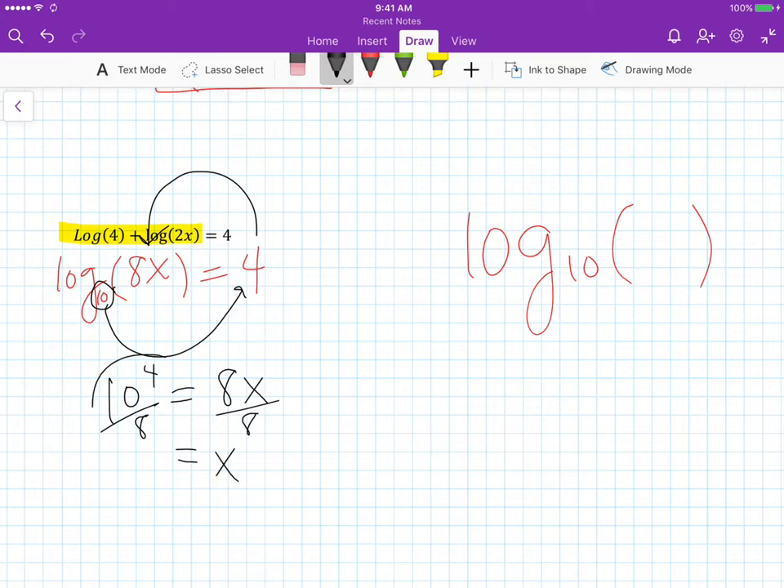So in my calculator, I could do 10 to the 4th power first, push enter, and then divide it by 8. And you should get 1250. And I'm done.